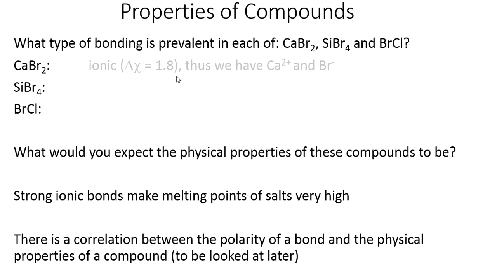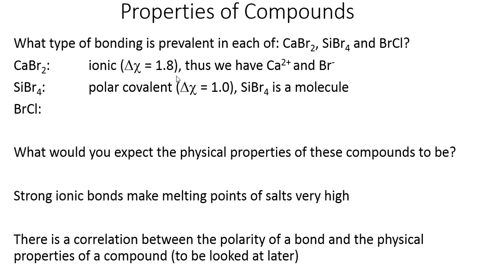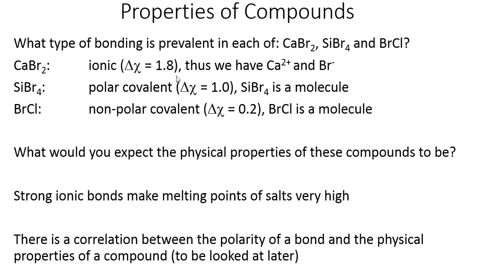For calcium bromide, its delta chi is about 1.8, and this is an ionic bond. For silicon tetrabromide, we are looking at a delta chi of about 1.0, so this will have a polar covalent bond. Finally, for bromine chloride, its delta chi is about 0.2, so this will be a nonpolar covalent bond.